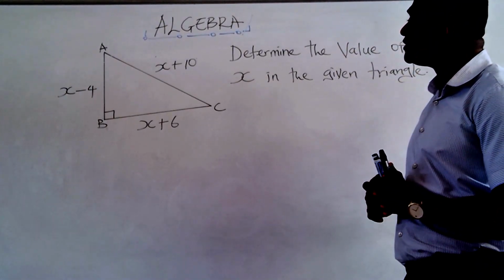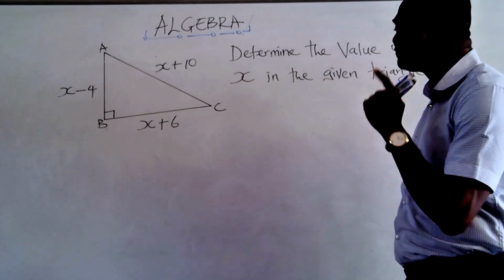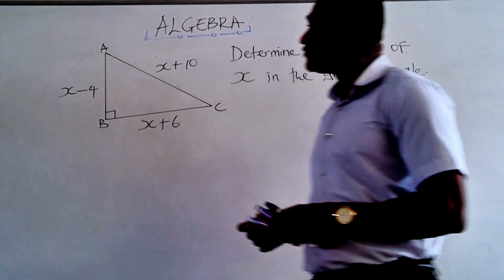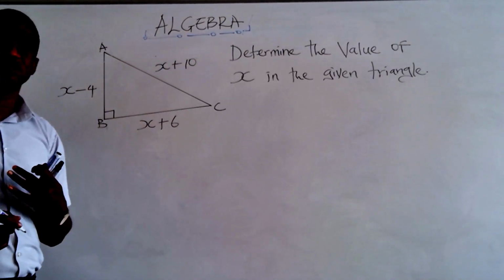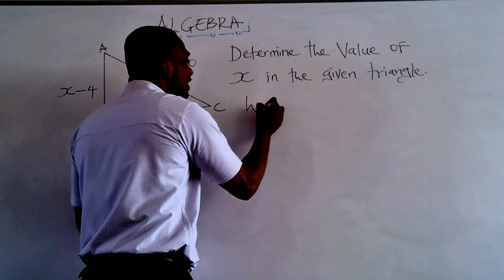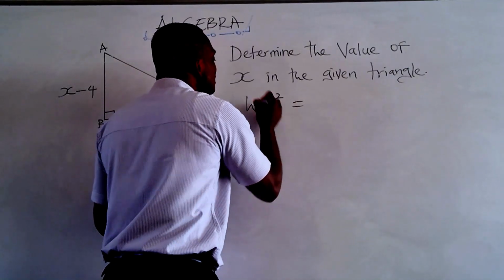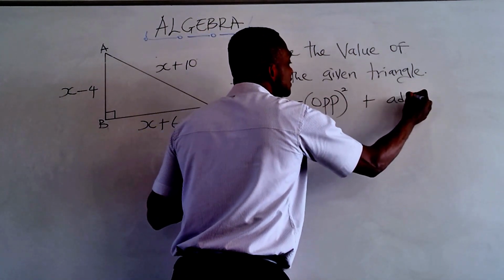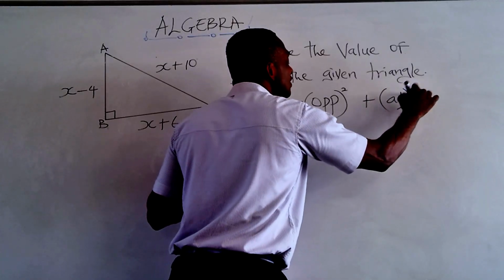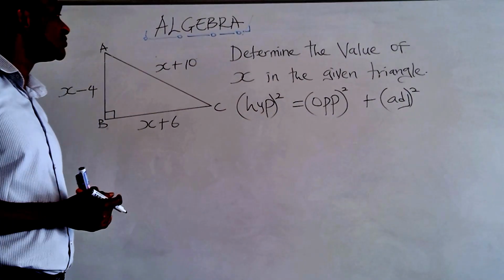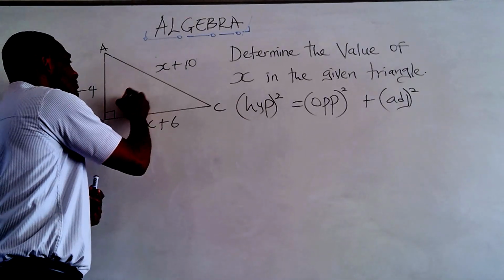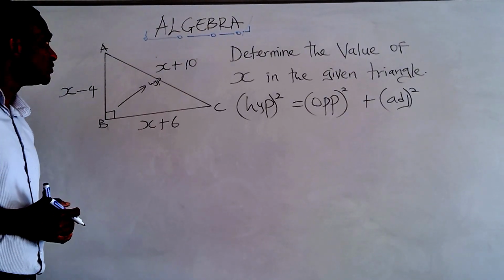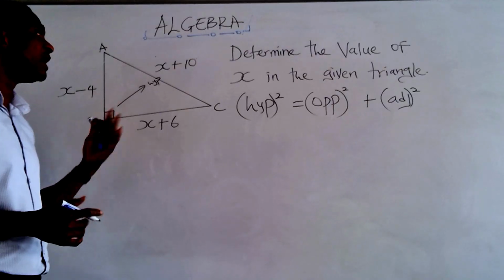So here we have triangle ABC, and they're asking us to determine the value of x in the given triangle. And it is a right angle triangle. We remember that for a right angle triangle, we can use Pythagoras. And what does it say? It says that the square of the hypotenuse is always equal to the square of the opposite plus the square of the adjacent. That means the square of the hypotenuse is always equal to the sum of the squares of the other two sides. And the hypotenuse, we remember, is always the side facing the right angle. So there's no other way to go about this, so we apply that.